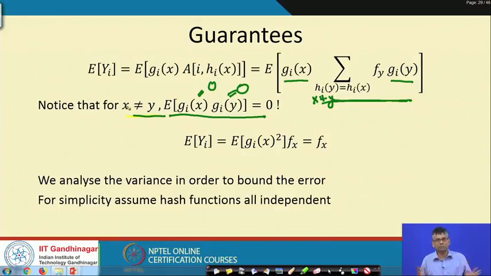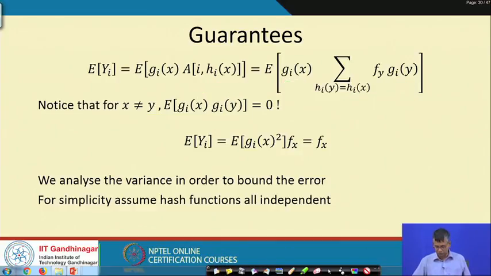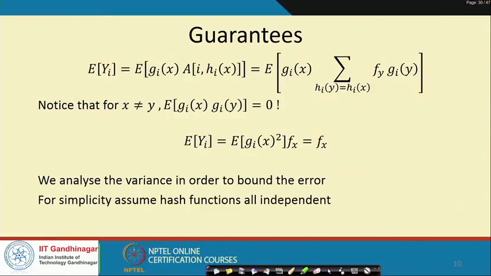So, somehow it all boiled down to giving me the right expectation, which was the entire point of these sign hash functions. Okay. But now what we need to do is analyze the variance in order to bound the error, and this is where the independence of the hash functions will come in.